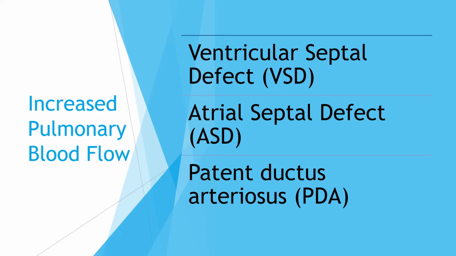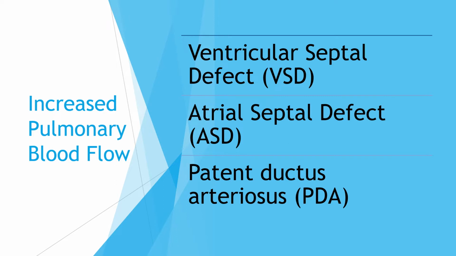So first, we're going to cover increased pulmonary blood flow. Before we get into the actual defects, normally in our heart, we have a higher pressure on the left side of our heart compared to the right side. So with these defects, blood shunts from the areas of high pressure to low pressure, aka the left side of the heart to the right side, because the left side has higher pressure.